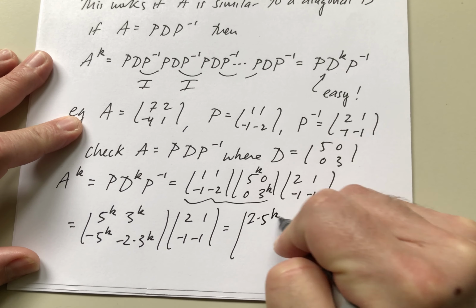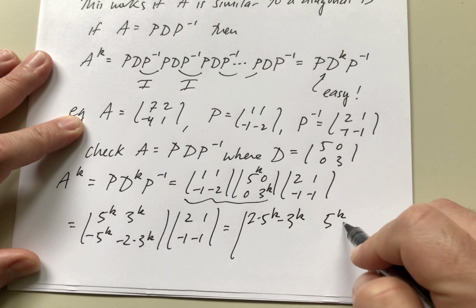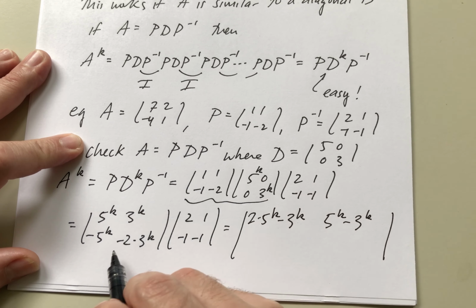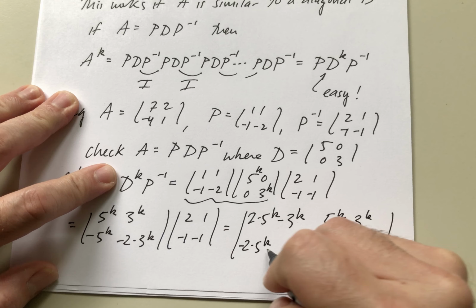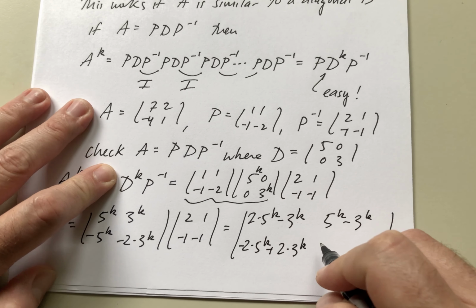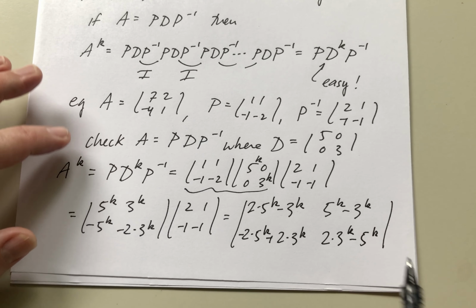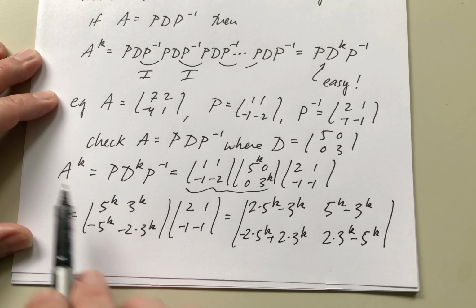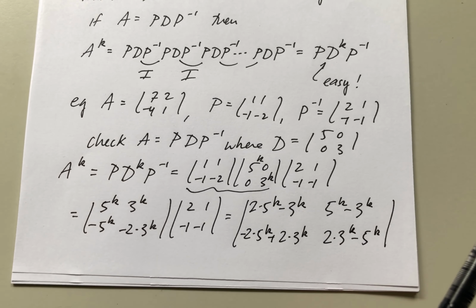So this will be what? 2 times 5 to the k minus 3 to the k. This entry will be 5 to the k minus 3 to the k. And here I've got, what is this? This is a minus 2 times 5 to the k, and then a plus 2 times 3 to the k. And finally, this entry is going to be 2 times 3 to the k minus 5 to the k. Okay, so again, for any integer k, if k is 100, I can take A to the 100, and it's just this. Plug in 100 and you get the answer, which is, I think, pretty nice. It's a compact formula for arbitrary powers.